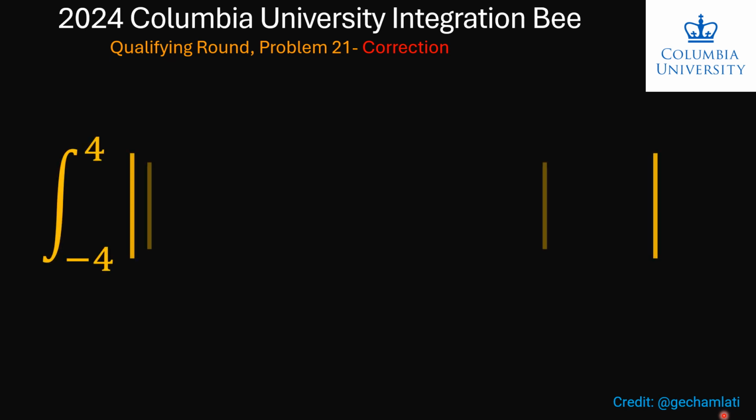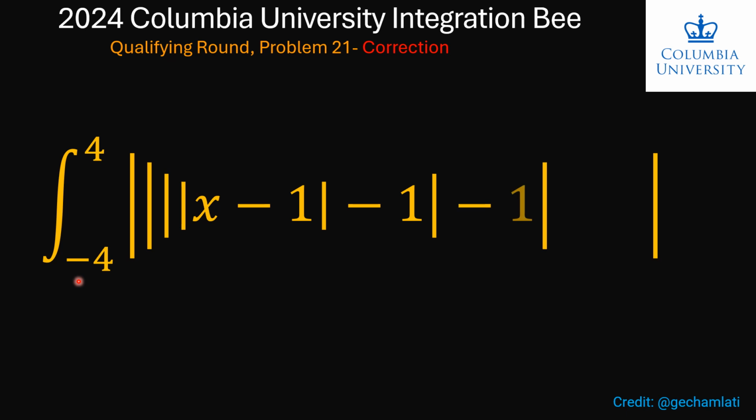The problem in question was the definite integral from x equals -4 to x equals +4 of the absolute value of x minus 1, minus 1, absolute value of that, minus 1, absolute value of that, minus 1, the absolute value of that. So we made some quick assumptions and we provided you a wrong solution, and today we are going to make that correction. Again, sincere apologies from our end.